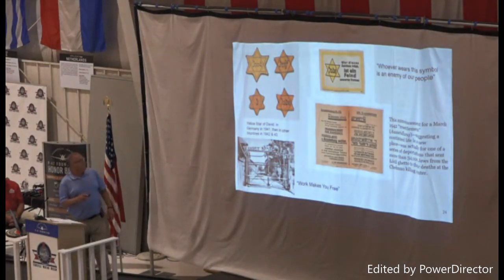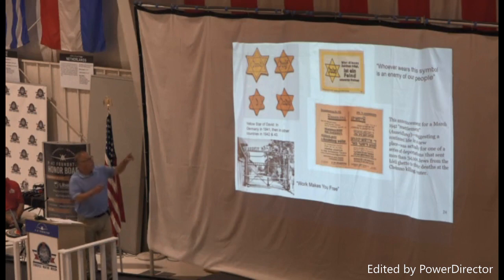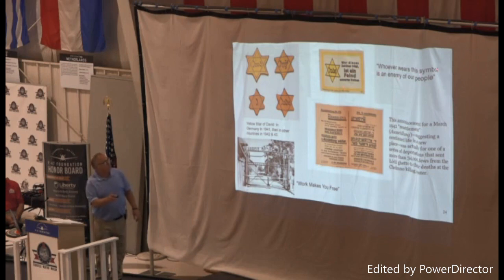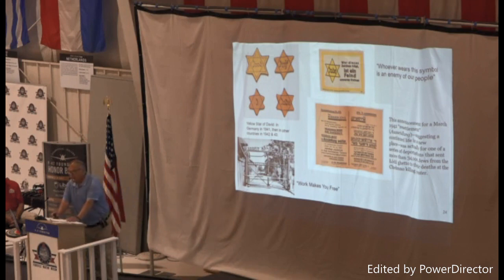Beginning in 1941 in Germany, Jewish people had to wear a yellow star on their clothing to identify them. It was law. Then in 42 and 43, in the other countries that Germany occupied, they had to wear the yellow star. Now, they forced you to wear this yellow star, and then they put up posters like this one that says, whoever wears this symbol is an enemy of our people. So if you put this poster up, and you make people wear this star, guess what that subjected them to? Exactly. So propaganda led the people of Germany to buy into this hatred.